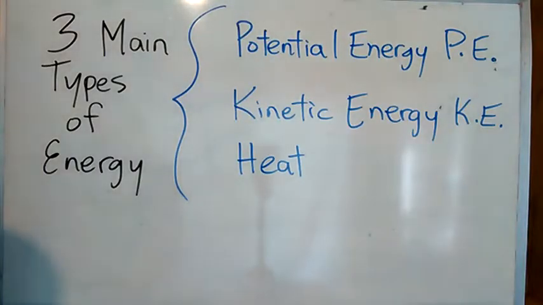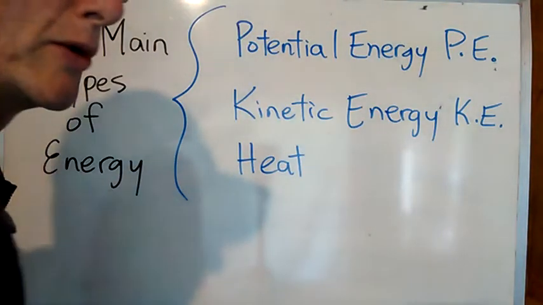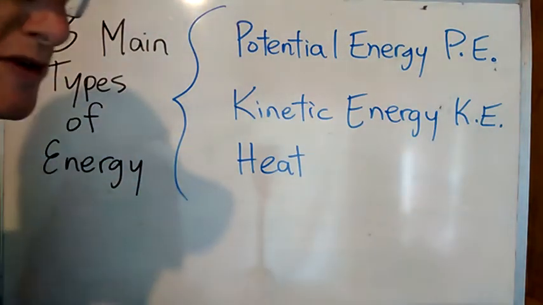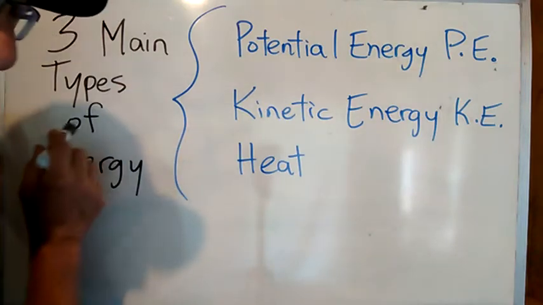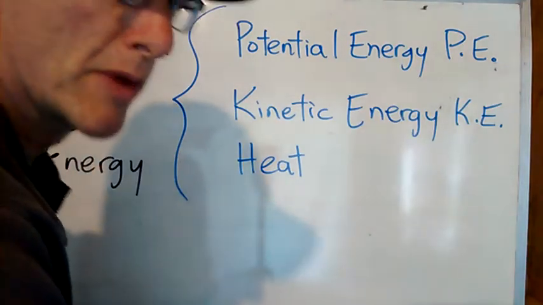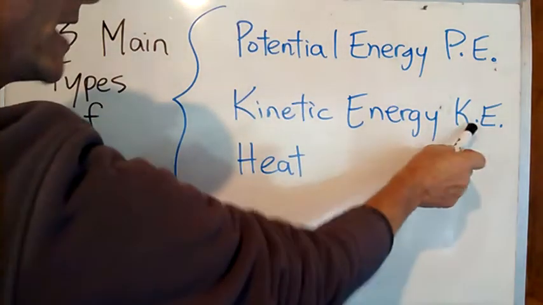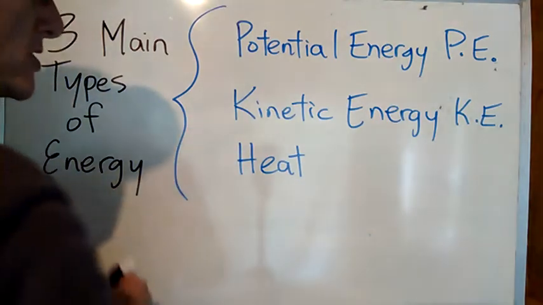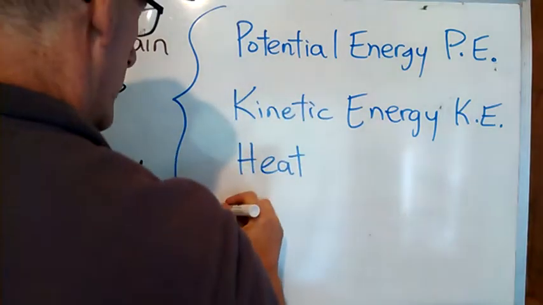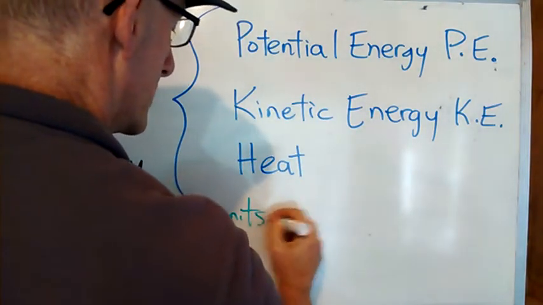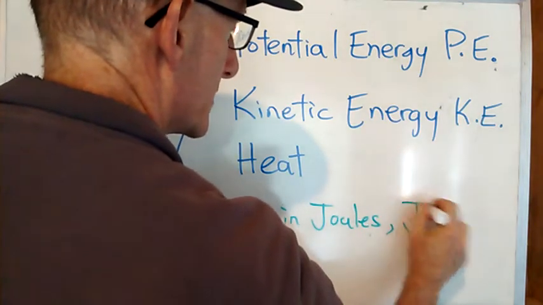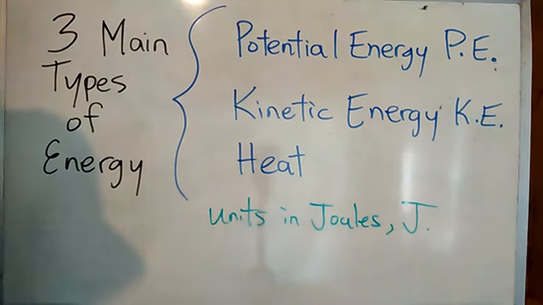This should be review for a lot of you, but for some of you it might be new or feel like new. There are 3 main types of energy, and I know this is a gross simplification, but 3 main types. Potential energy, we call it PE in my class anyway. Kinetic energy, KE, and heat. They're all measured in joules, and that has a symbol, capital J.